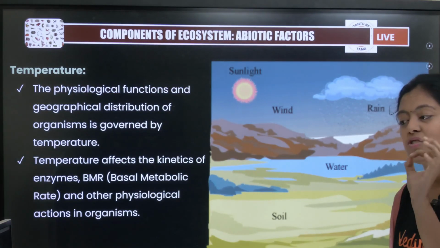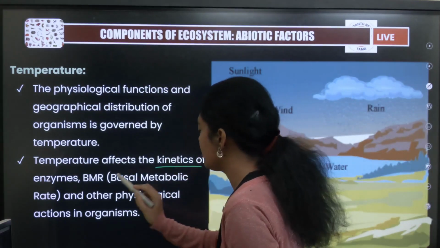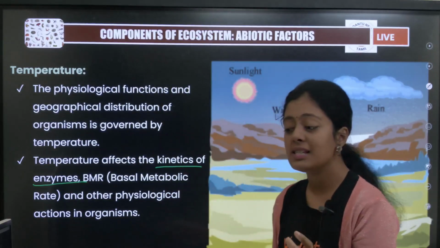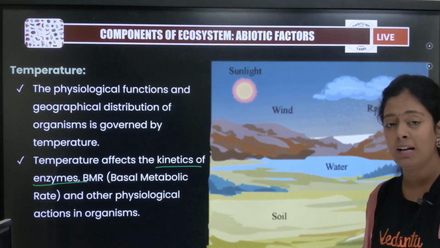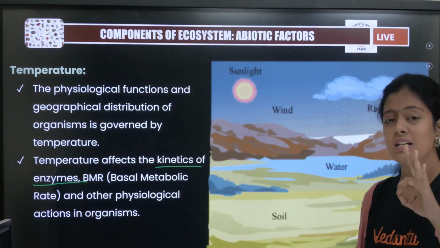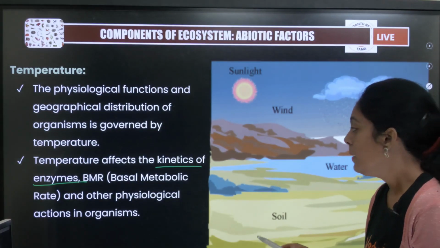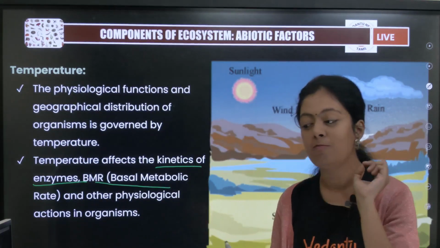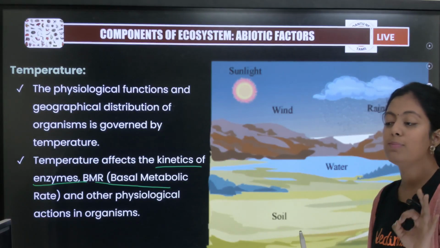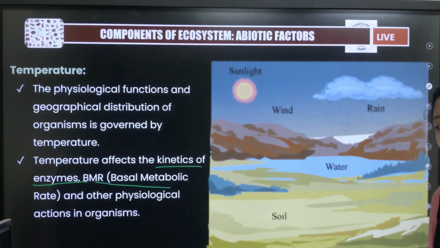Temperature affects the kinetics of enzymes. Everyone knows this, correct? Enzyme kinetics is temperature dependent. Enzymes are active at a certain temperature called the optimum temperature. Then you have BMR, basal metabolic rate, and it also helps in physiological actions in the organism.